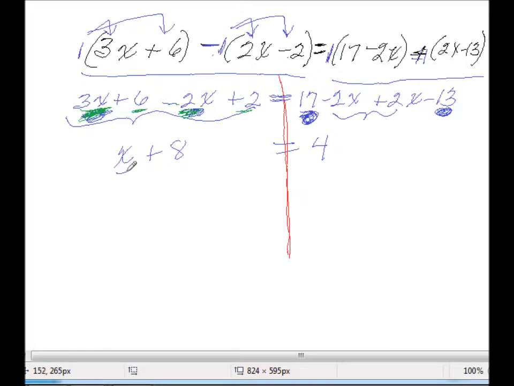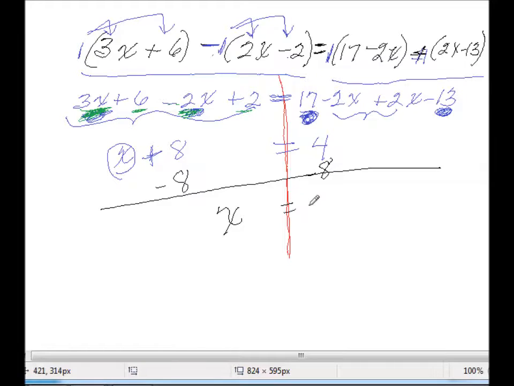Now we want to get the x by itself. So how will we do that? The 8 is being added to it, so to get rid of it we will subtract 8 from that side, subtract 8 from that side, and this problem wasn't so hard after all. It turns out to be x is equal to -4. Now, if we plug that -4 back in here, every place, we would find that it would make a true statement.